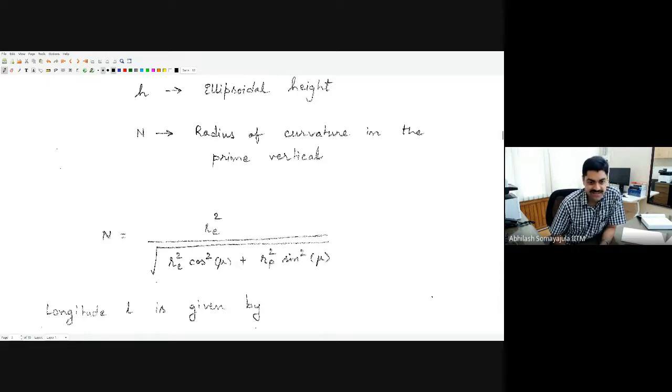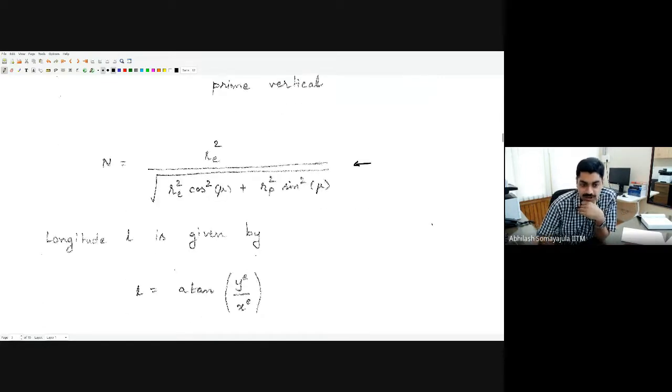Now, this N, which is the radius of curvature, can be shown to be equal to RE square divided by the square root of RE square times cosine square of mu plus RP square times sine square of mu. This typically comes from ellipsoid properties, but if you want, you can go and verify.